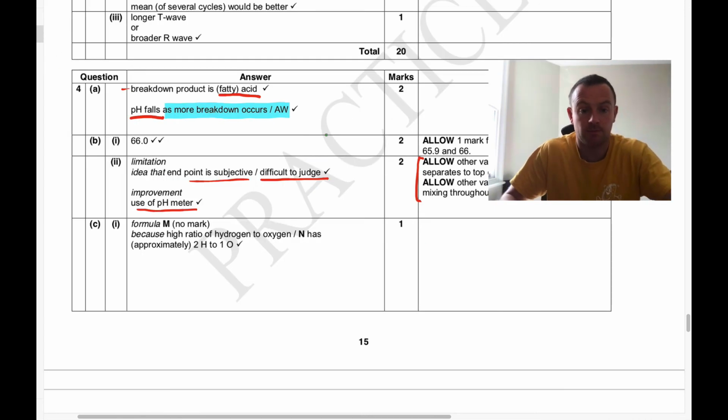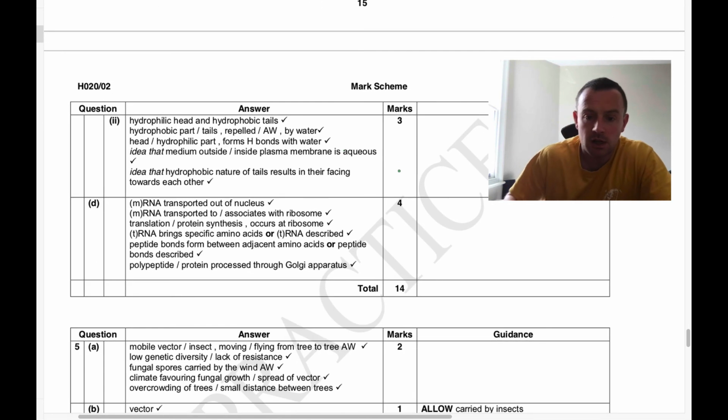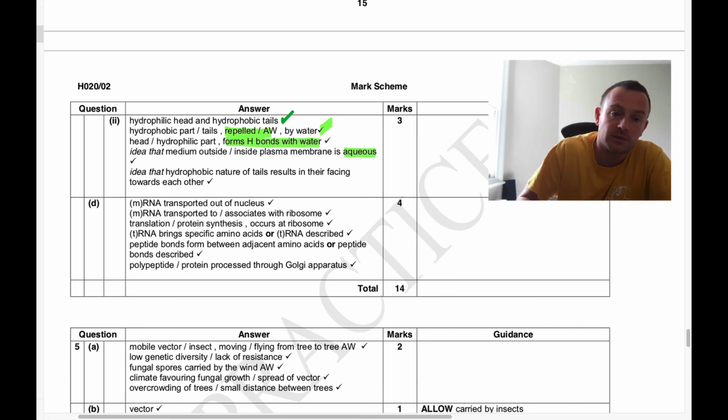Let's check the mark scheme. Actually, those things you could say. So first of all, you need to get the hydrophilic head and hydrophobic tails for this mark. The second part, the hydrophobic tails repelled. I didn't say the word repelled, should have done that. Repelled by water, or facing away from, orientate themselves away from. I think that would probably get the mark. The head part forms hydrogen bonds with water. The idea that the medium outside is aqueous, and the idea that the hydrophobic nature of the tails results in their facing towards each other. So those are the marks that you could have said.